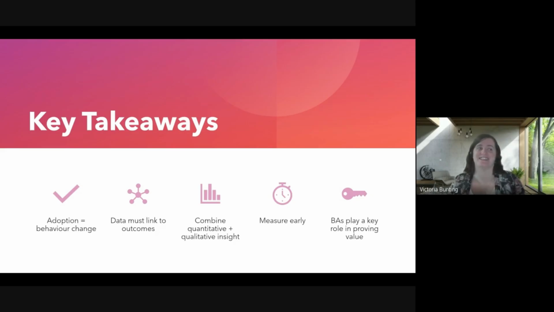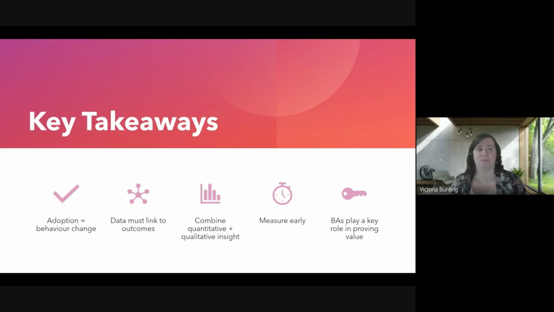Third is the numbers are never the full story, as I've said multiple times. So the quantitative data tells you what's happening, but it rarely tells you why. So that's why adoption measurement has to combine numbers with that qualitative insight. So the feedback, observations, support data, conversations, that's how we avoid drawing the wrong conclusion and having a similar situation to what my colleague had.